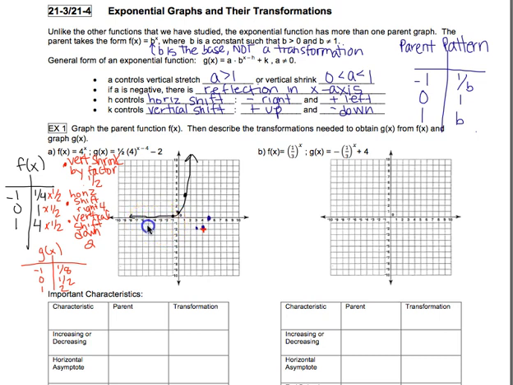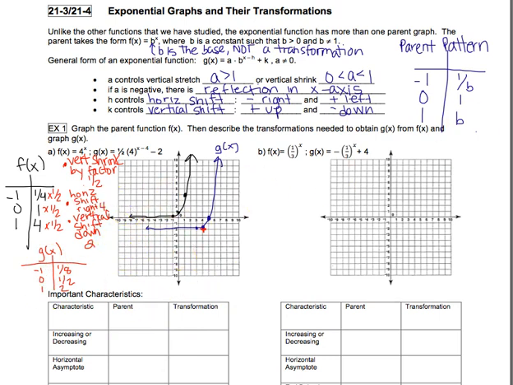And it should have that same exponential curve shape right there. So this is my g of x. My original here was my f of x. So that's how we do the graph.